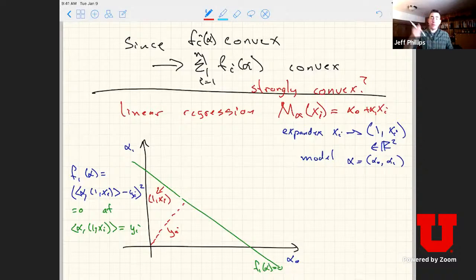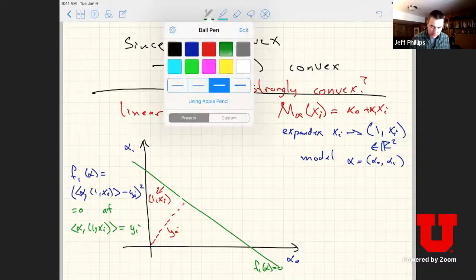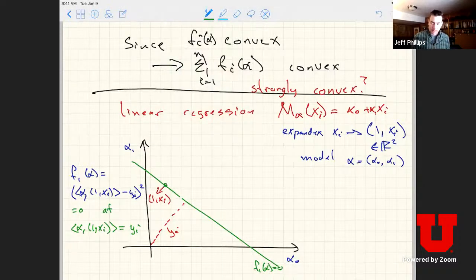Okay, so there's some vector pointing in some direction here, and I want this dot product with yi to be exactly equal to 0. So if I take a data point, and a particular value of alpha, and take the dot product with that vector, I want it to be exactly equal to yi, and that corresponds with the line. Okay, and then what does the function look like?